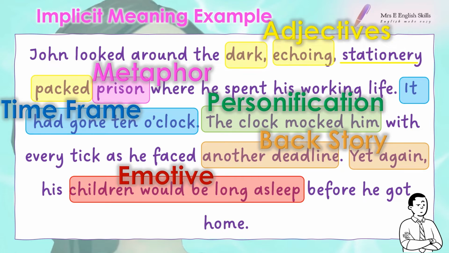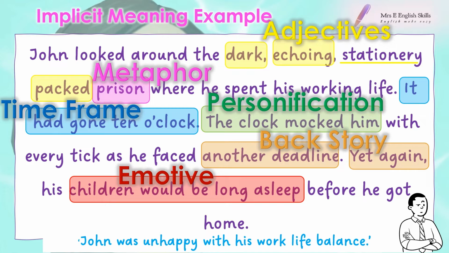So if we had to sum up, what is the writer suggesting? Would you agree that John is unhappy with his work-life balance? If you remember from the explicit example, John was unhappy with his work-life balance. This implicit section is basically saying the same thing, but rather than just telling the reader, it is showing the reader instead, so they form their own conclusions and they actively take part in the story, which increases engagement and makes them want to read on.